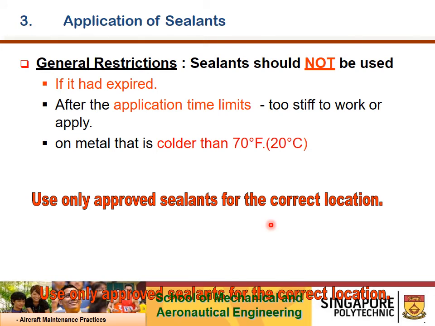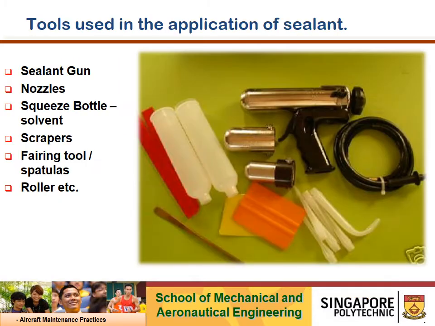Application of sealant, the general rule of thumb is to always check the expiry date, and it should not be used if expired. And of course, once the application time limit has set, and also the metal surface should not be colder than 70 degrees F or 20 degrees Celsius. Alright, use only approved sealants for the correct location, and this will be mentioned in the aircraft maintenance.